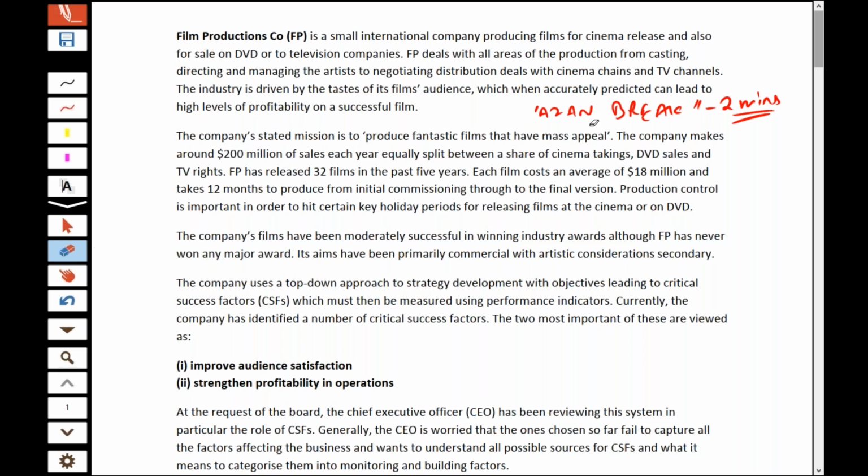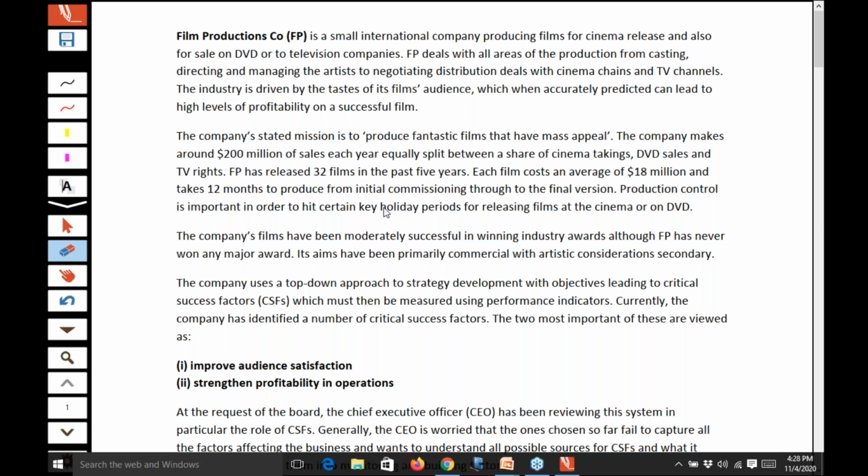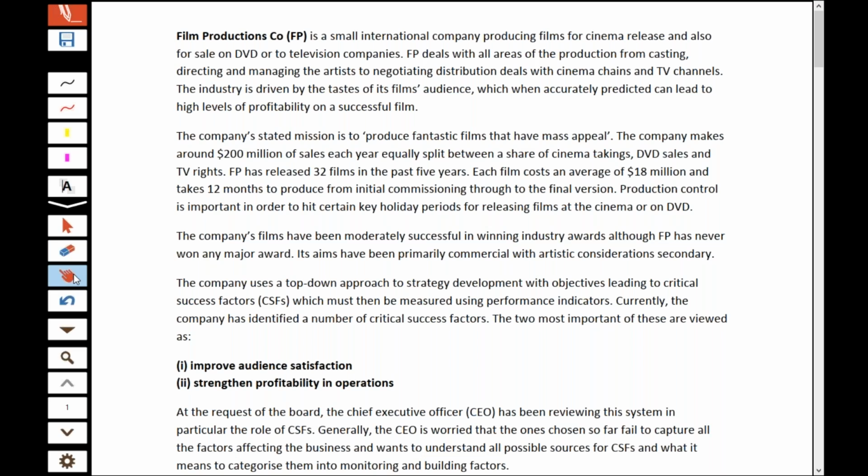Okay, so the adhan is done. We are now just going to resume. Let's start off. The name of the question is film productions. Now let's try to have an understanding of what exactly you mean by this specific film production. What exactly is there in this specific scenario?